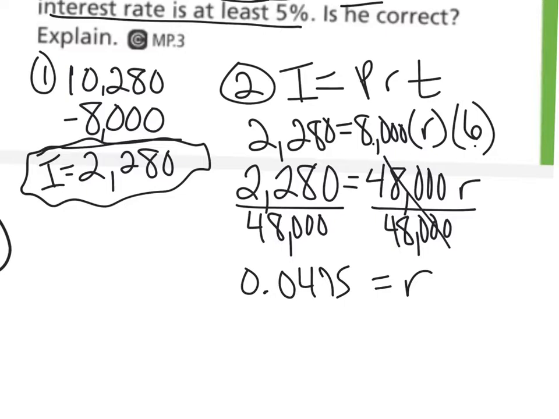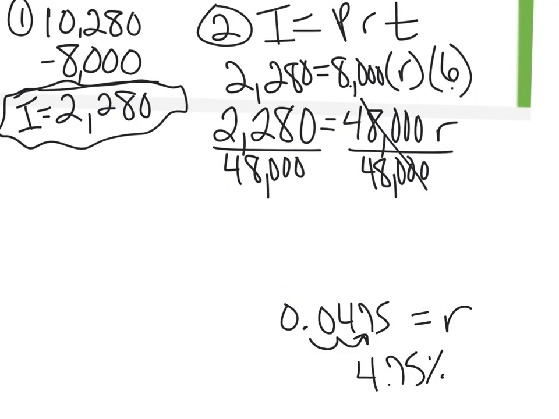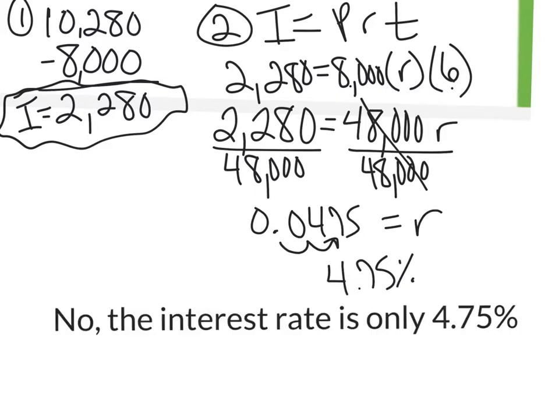So if we move our decimal 2 places to the right, this is like 4.75%. If we think back on the problem, he said that the interest rate is at least 5%, and so we had 4.75%, so he is not correct. Okay, so write some sentence about that interest rate only being 4.75%, it's less than 5%, something to that effect.